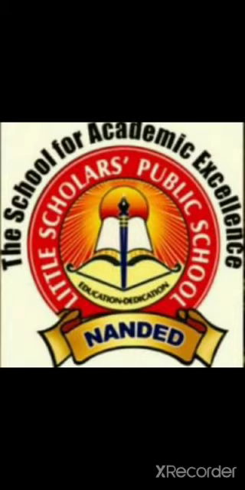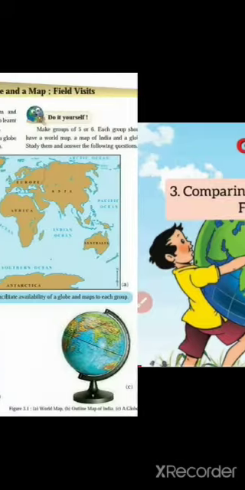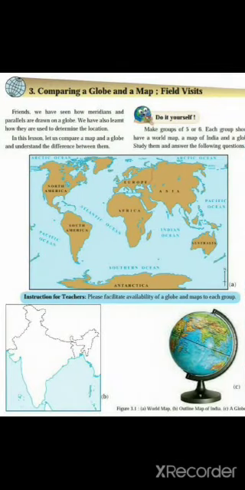Today, we are going to learn our geography's third chapter, comparing a globe and a map, field visits. As we have learned in the previous chapter, meridians and parallels are drawn on a globe. We have also learned how they are used to determine the exact location. From this chapter, we are going to learn a map and a globe and understand the difference between them.